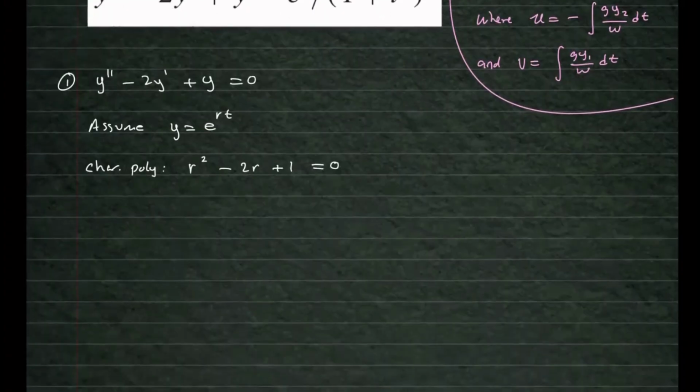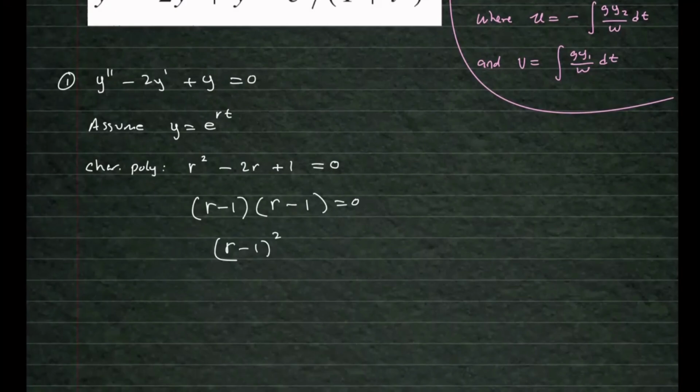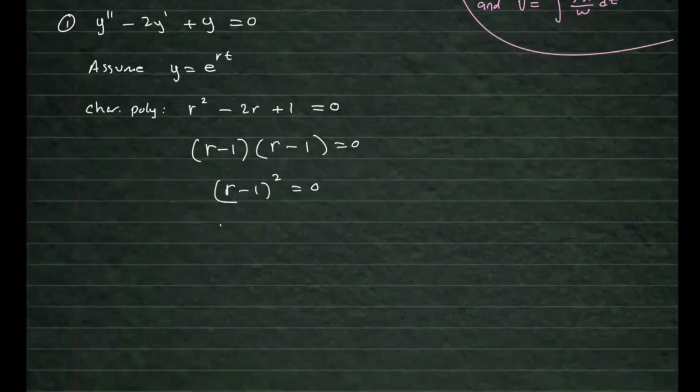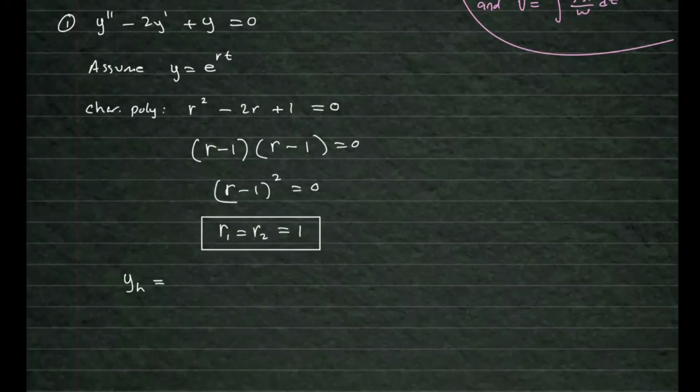Now we're going to try to factor this, find the roots of this characteristic polynomial equation. So I'm going to go ahead and try to factor. Looks like this can be factored into r minus 1 times r minus 1, which really is just r minus 1 squared equals 0. That means we have repeated real roots. r1 is exactly equal to r2, which is 1. What that means is our solution to the homogeneous looks like this. It will be some constant C1, e to the r1 t, so e to the t, plus C2 times t e to the r2 t, which is also t. So make sure you know how to do this part.